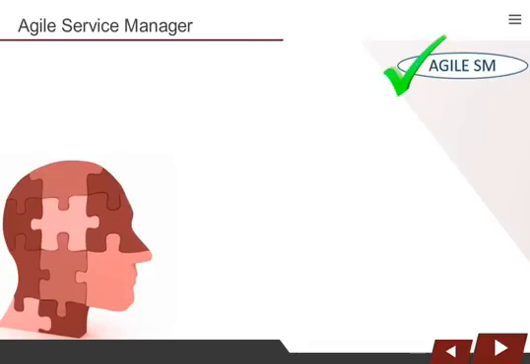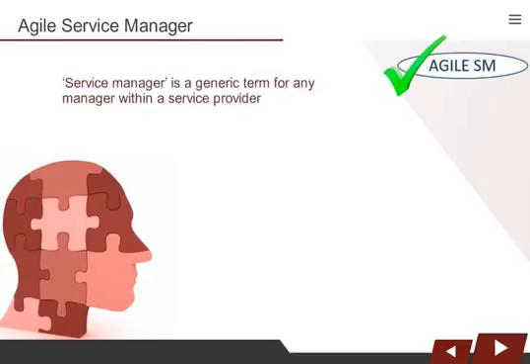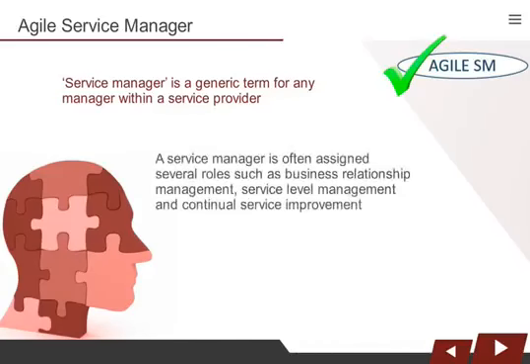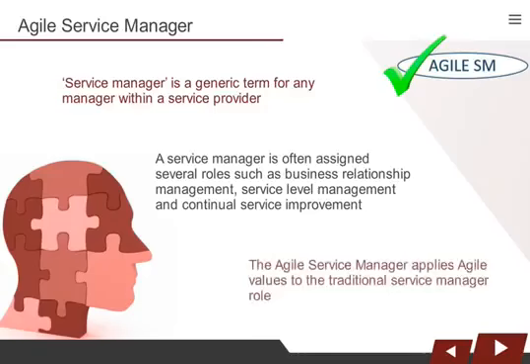Our final role to study is the Agile Service Manager. Service Manager is a generic term for any manager within a service provider. The term is commonly used to refer to a business relationship manager, a process manager, or a senior manager with responsibility for IT services overall. A service manager is often assigned several roles, such as business relationship management, service level management, and continual service improvement. The role of the Agile Service Manager applies Agile values to the traditional service manager role.